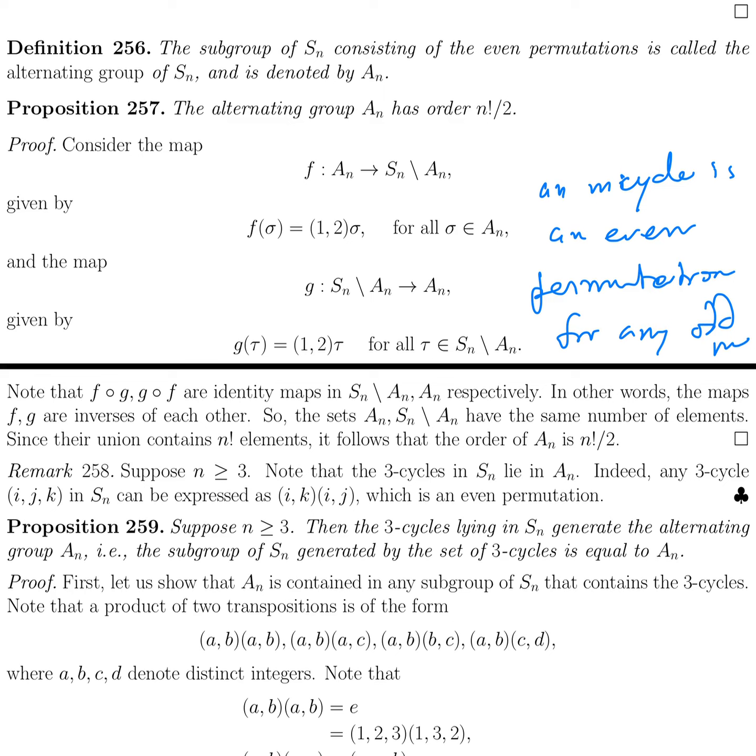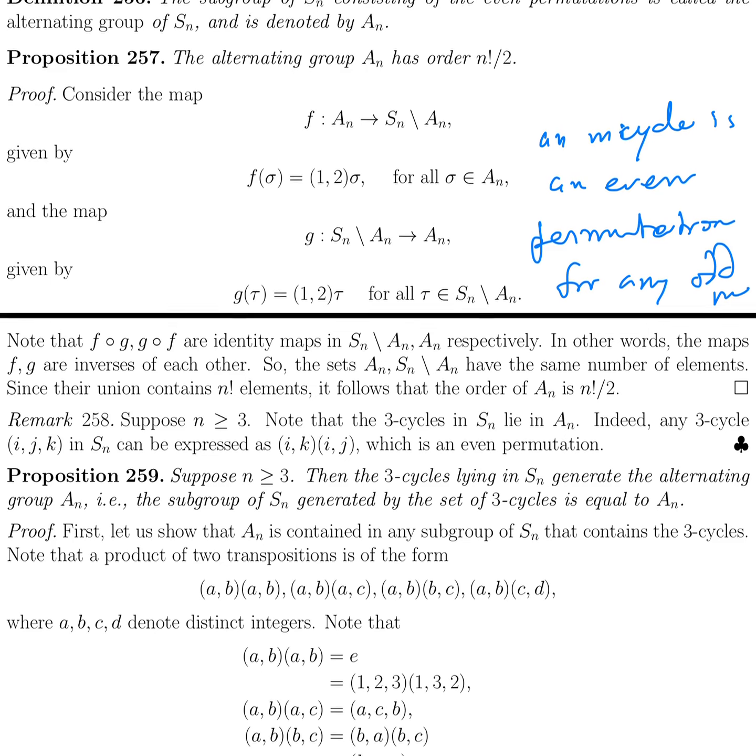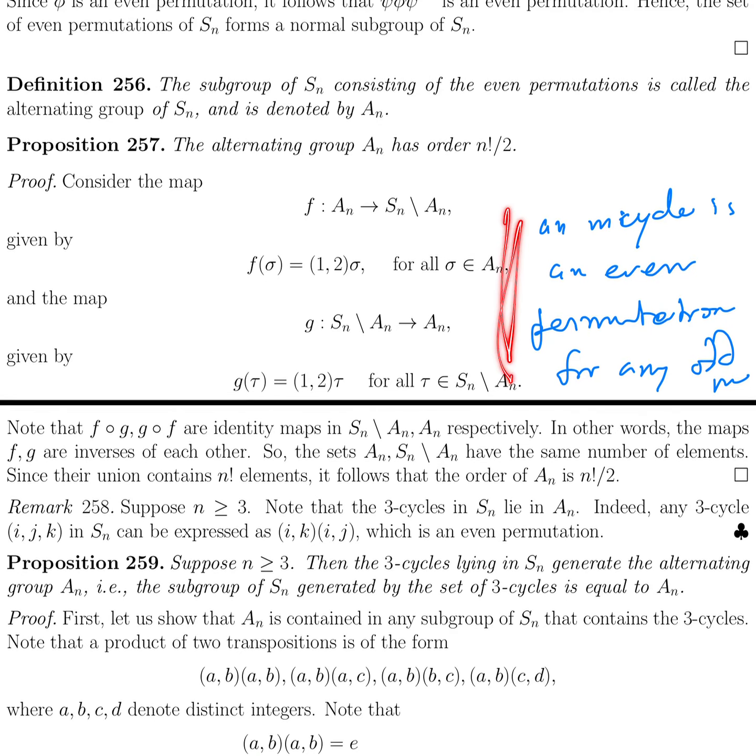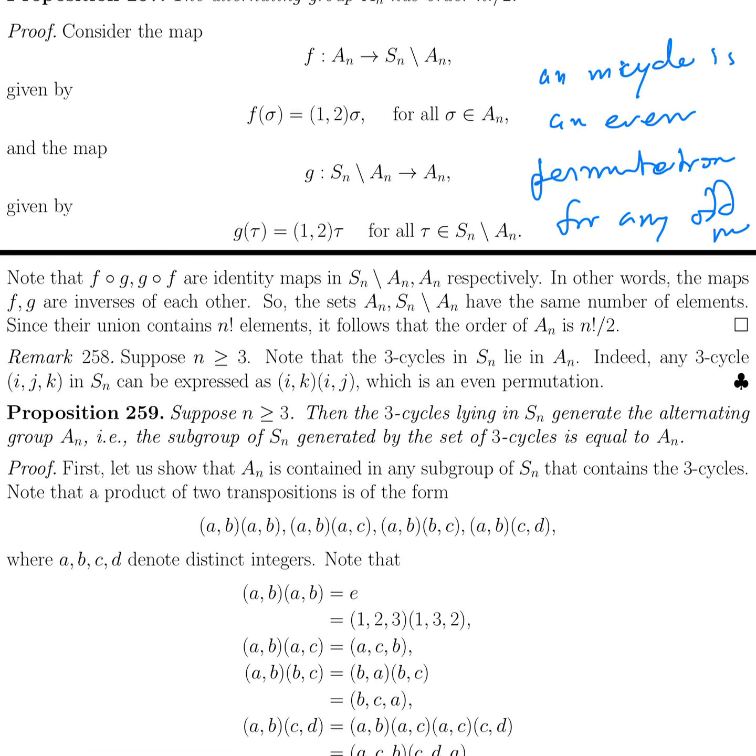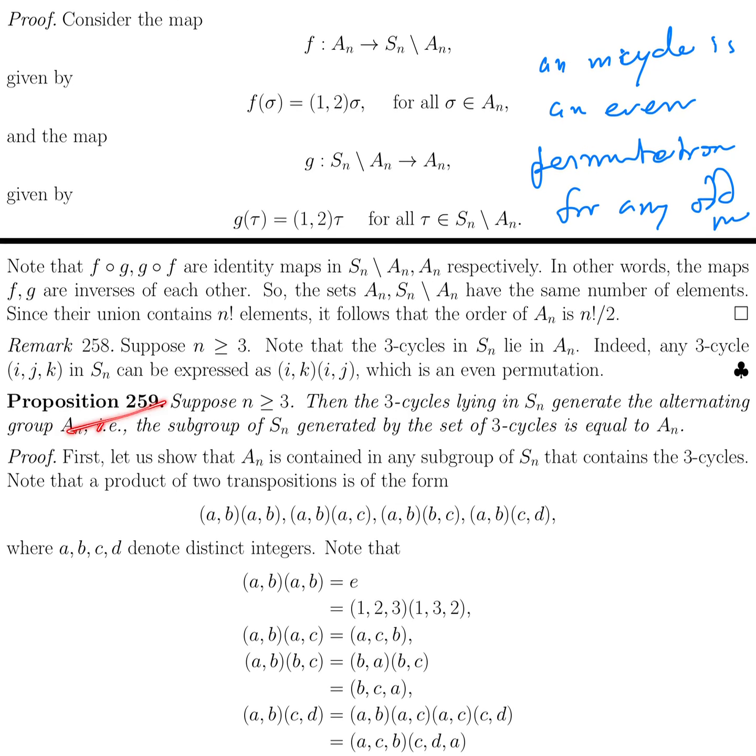Anyway, this is not too difficult to show, and this is something that you have already established in the form of either a lemma or a proposition, where you established that a cycle can be expressed as a product of transpositions. This is an immediate corollary of that lemma or proposition. I do not remember which one it was. Great. Now we move on to the next proposition. This is about the 3 cycles.